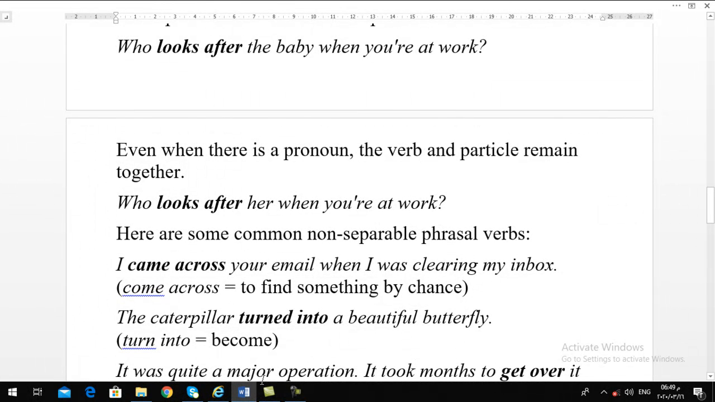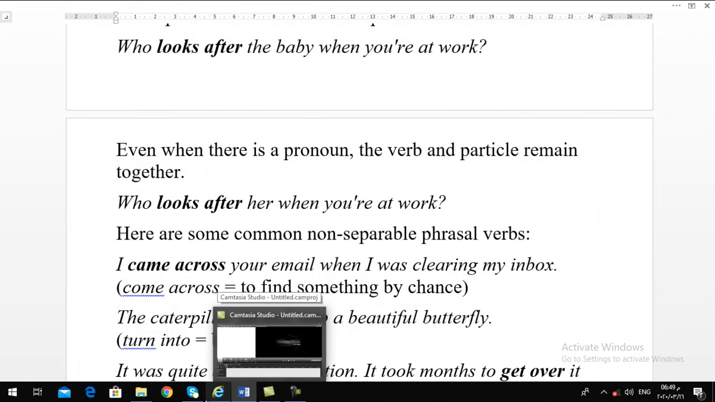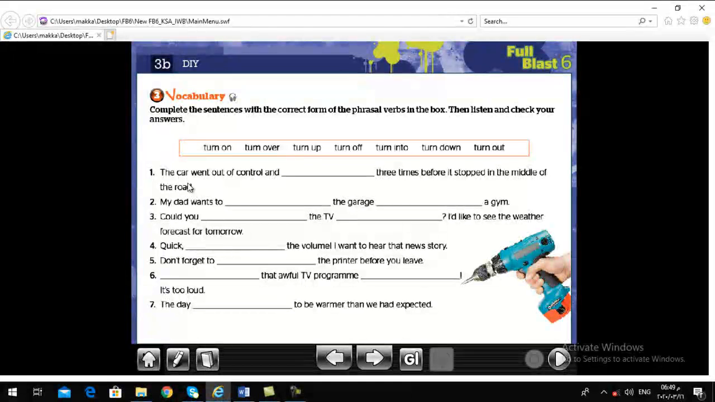Let's go back to do the exercise here. Turn on, turn over, turn up, turn off, turn into, turn down, turn out. The car went out of control and turned over three times before it stopped in the middle of the road.